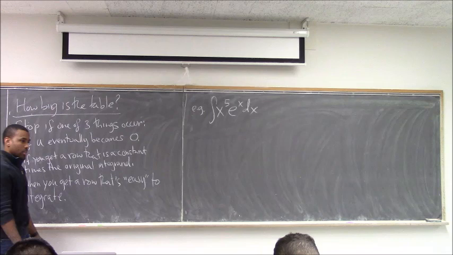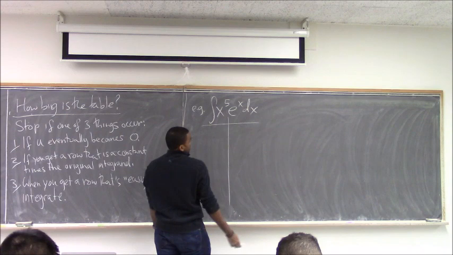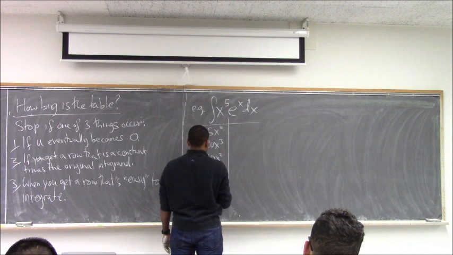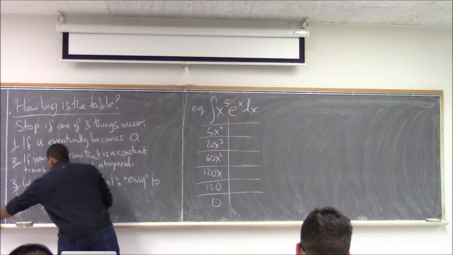Okay, let's do the tabular method here. What would it look like? Well, this is the u, that's going to be the dv, so I'm going to start drawing a table below it. And what I'm going to do is keep differentiating. 5x to the 4th, 20x cubed, 60x squared, 120x, 120, 0. Now once you see that 0, that fulfills the first thing, then you stop.